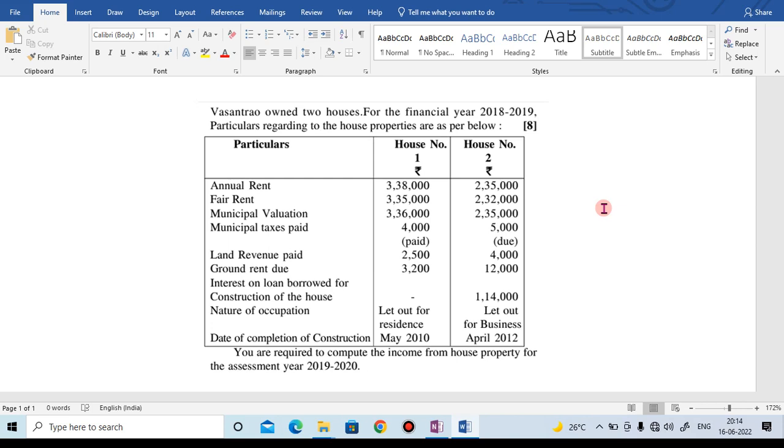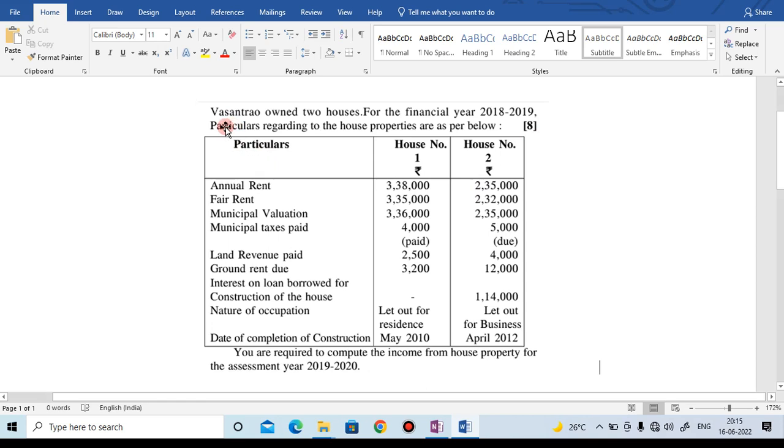In my last lecture, I explained the introduction part of income from house property, the format, how to calculate gross annual value, and then one solved example. Now in today's video we are going to solve an example of a previous year university examination question. So this is the example. This example was asked in the April 2019 university examination for a total of 8 marks.